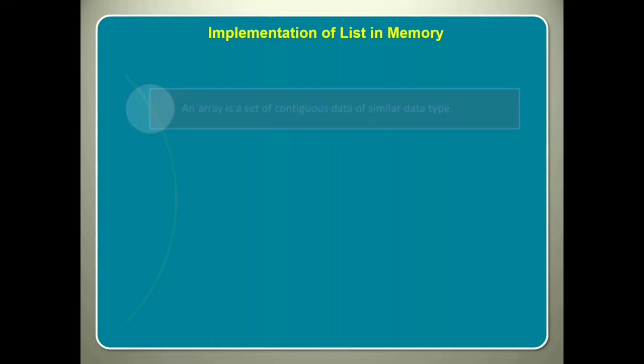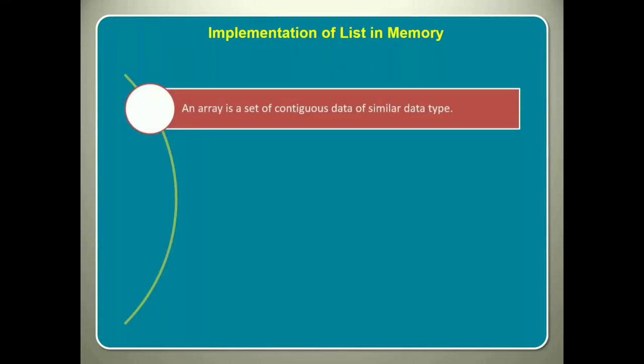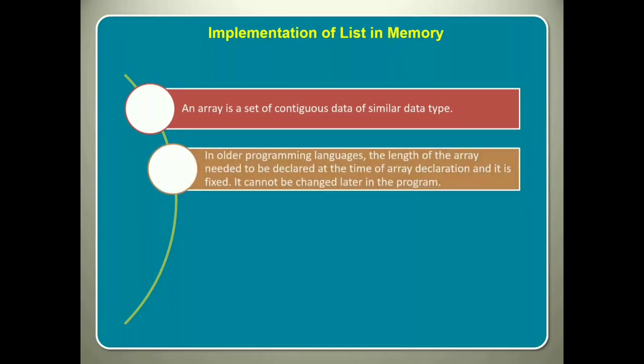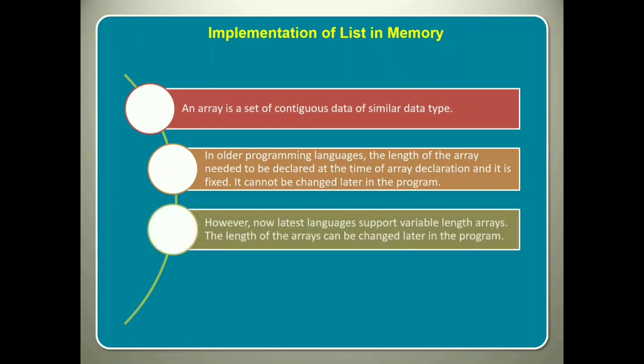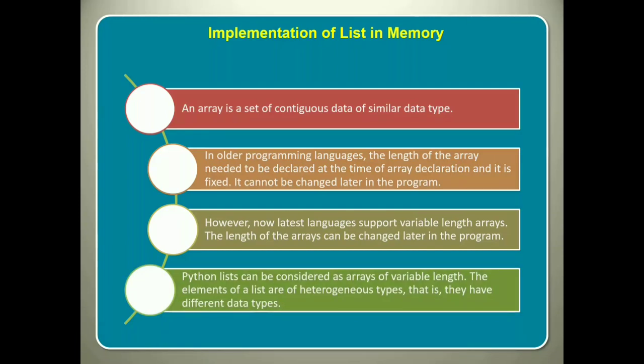As you know, an array is a set of contiguous data of similar data type. In older programming languages, you need to declare the length of the array at the time of declaration, and it is fixed. You cannot change it later in the program. However, now the latest languages support variable length arrays. You can change the length of the arrays later in your program. You can consider Python lists as arrays of variable length.